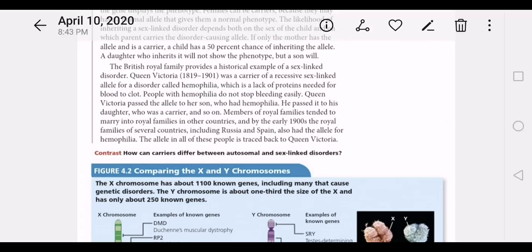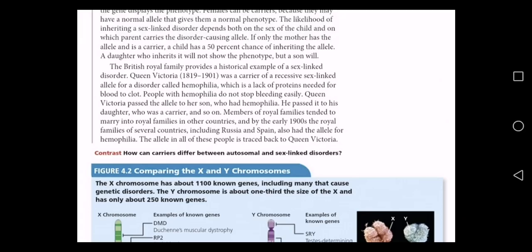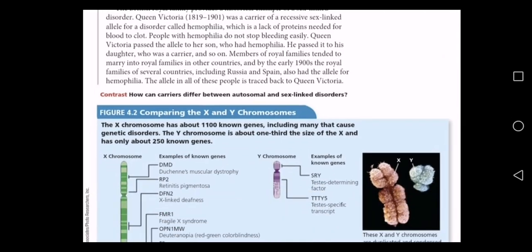والfamilies, the royal families in Europe at that time, they used to marry from each other. فمعناها, in other words, the allele in all of these people, all the royal families in Europe, Russia, Spain, okay, all of these alleles about hemophilia are traced back to Queen Victoria. كلها بترجع جاية من Queen Victoria. واضحة الأيديا؟ فقضية studying human genetics, usually it's not only about a prediction, it's about real cases. تمام؟ And based on these real cases, we can predict the future.